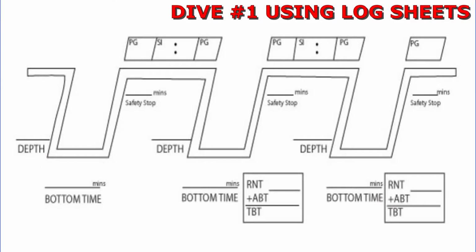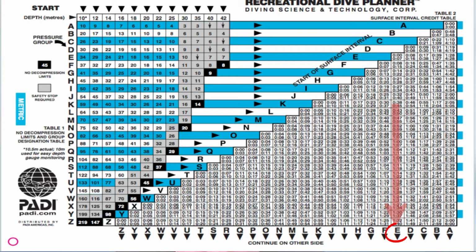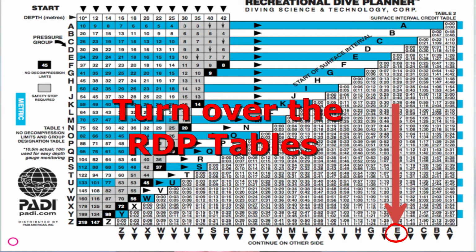Dive number 1, we went to a depth of 18 meters for a bottom time of 30 minutes. This gave us pressure group K. After a surface interval of 45 minutes, we ended up in pressure group E. Pressure group E means that we still have residual nitrogen in our bodies, in our systems. That's okay if we've done 1 dive. If we're doing more than 1 dive, we need to account for that residual nitrogen. So how do we do that?